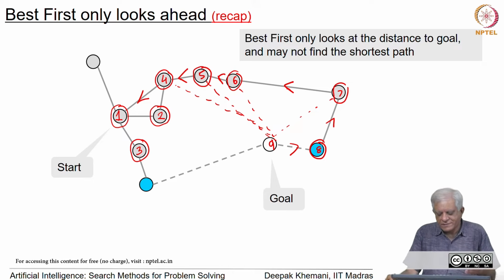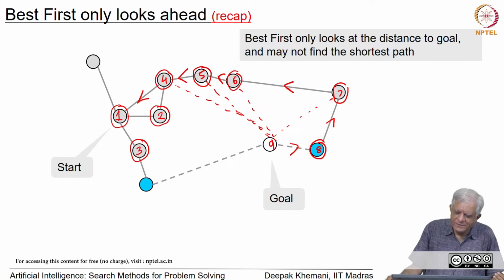This is apparently not the shortest path, and the reason why this happens with best first search is that it is only concerned with which node appears to be closest to the goal node, and if you recall, the motivation for doing that was to find the solution faster. The motivation was not to find the optimal solution, so the motivation was to find the solution faster, and therefore, it made sense to say that the node which appears to be closest to the goal, let us explore that node.